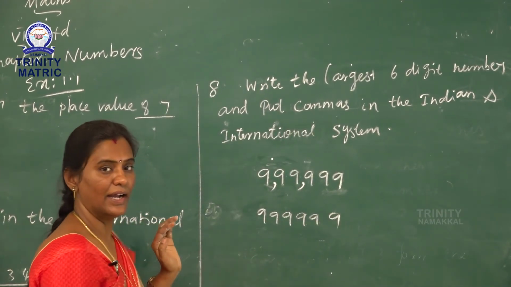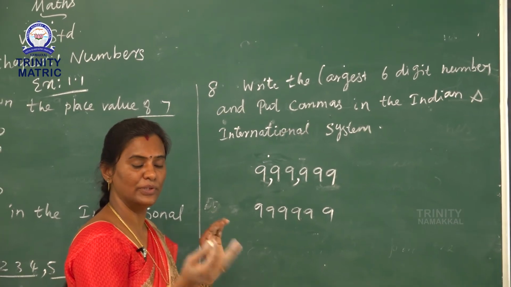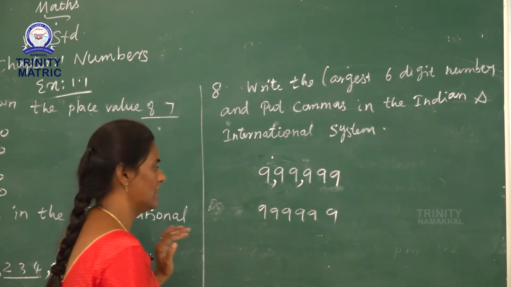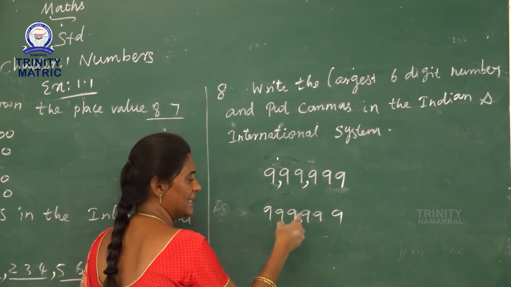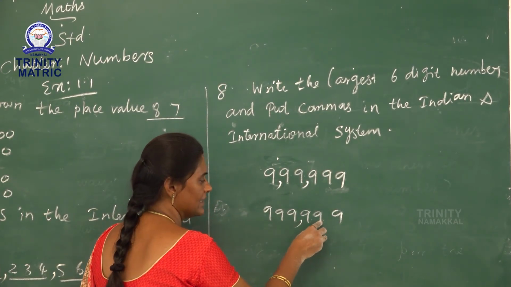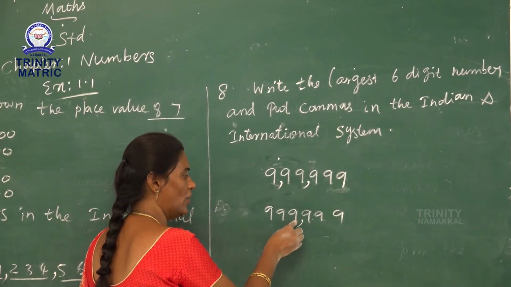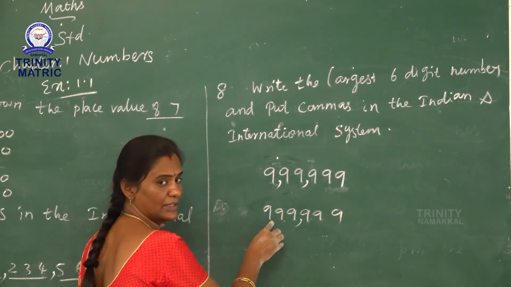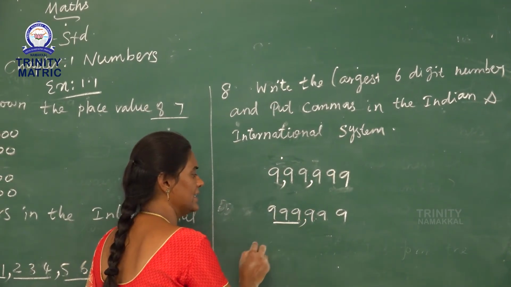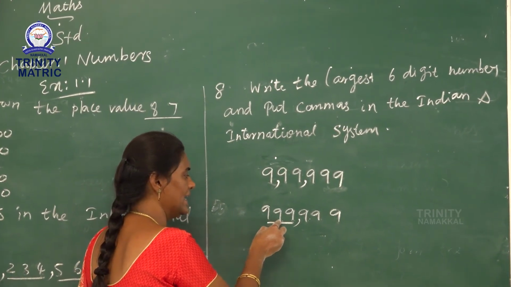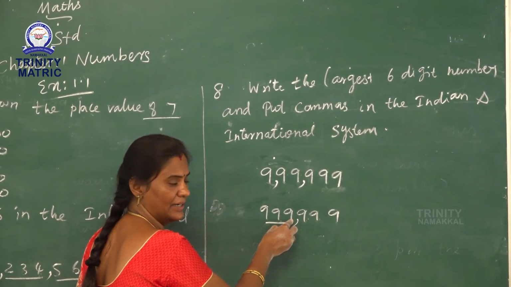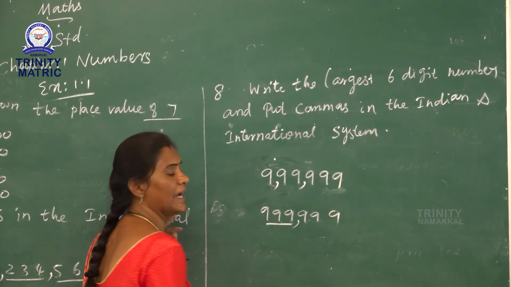Now we see the international system. Already we know that in the international system we put a comma after every 3 digits. So after 3 digits we write a comma. Say the place values: ones, tens, hundreds, 1,000, 10,000, 100,000. Now we read this number in the international system: 999,999.